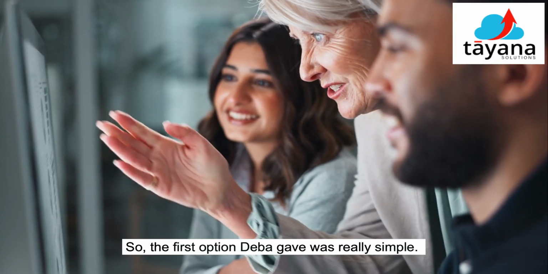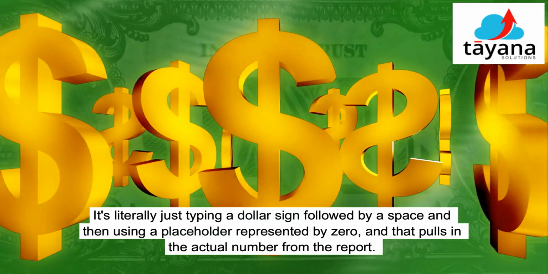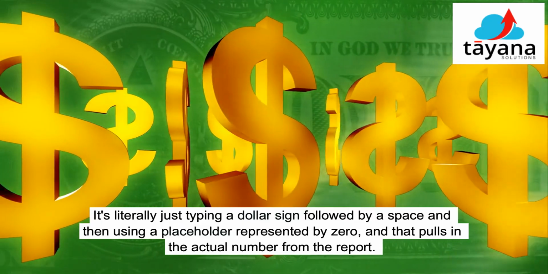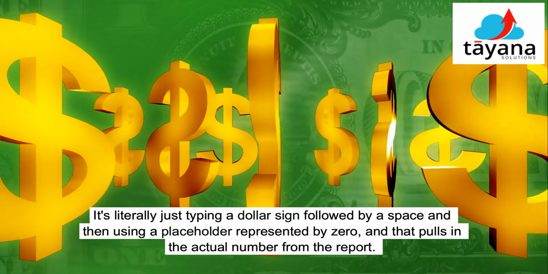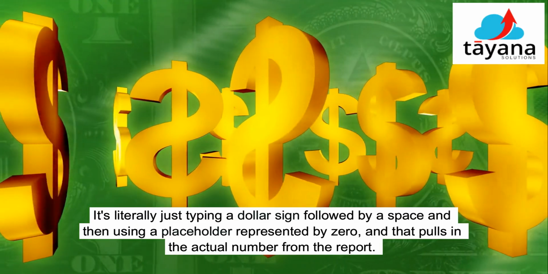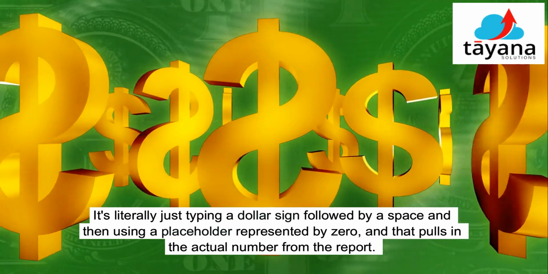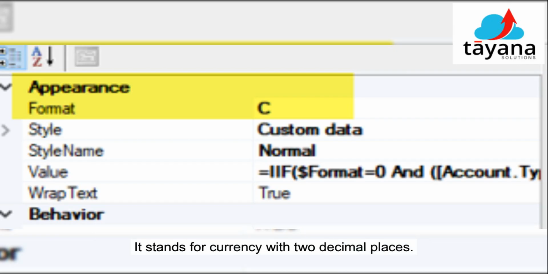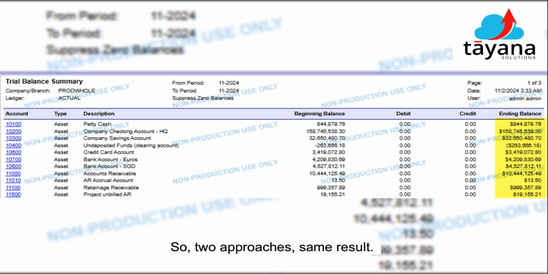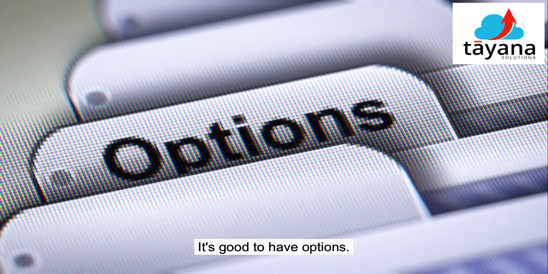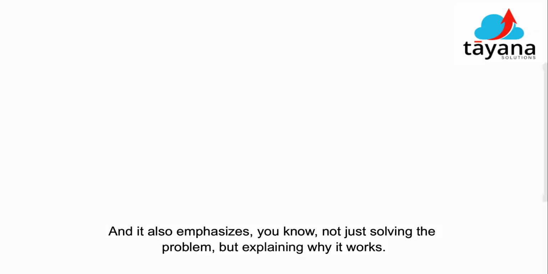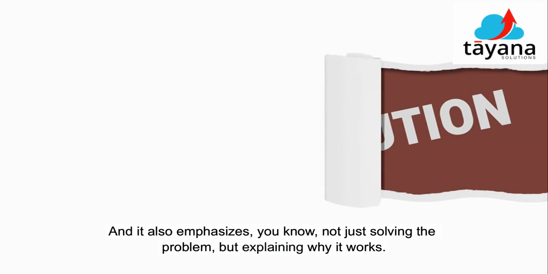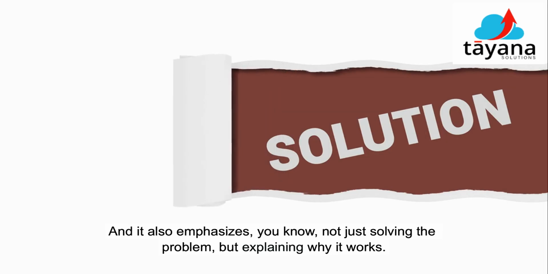Sure. So the first option Deba gave was really simple. It's literally just typing a $ sign followed by a space and then using a placeholder represented by 0. And that pulls in the actual number from the report. The second option was a bit more technical, using a format code C2. It stands for currency with 2 decimal places. Interesting. So 2 approaches, same result. It's good to have options. Exactly. And it also emphasizes not just solving the problem, but explaining why it works.